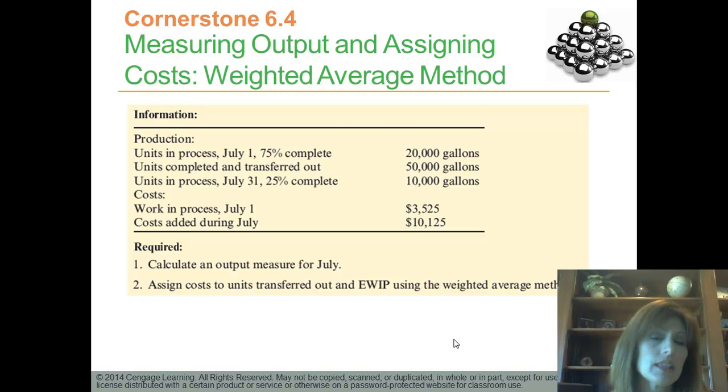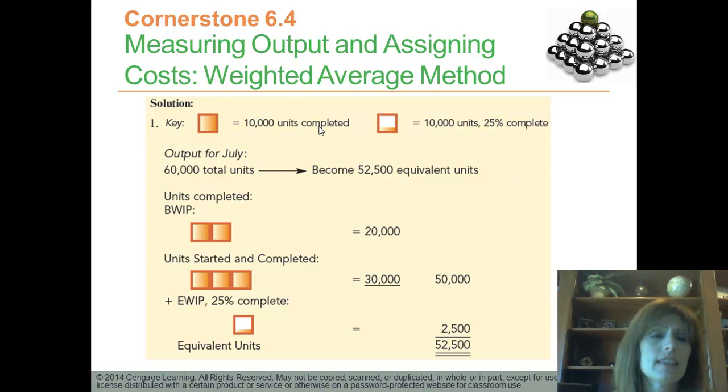But what you have to keep in mind, these units that we started the month with, if they were 75% complete, we finished those, right? So we completed and transferred out 50,000 gallons. That means all those units plus more were finished. So don't get hung up on adding all these together. These 20,000 became part of the 50,000. All right, so let's look at how this works. We had 10,000 units that were 25% complete. So 60,000 total units becomes 52,500 equivalent units.